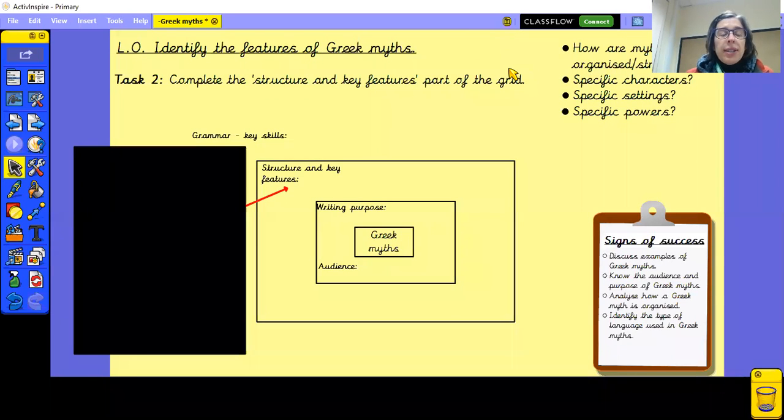Well done, year 5. Now, before I reveal some ideas about the structure and key features, have a look here. Maybe that's going to help you. How are myths organized or structured? Do they have specific characters, specific settings? Are we talking about specific powers? So maybe these ideas are going to help you add some more facts or elements about the structure and key features of Greek myth. So maybe pause again if you're unsure or if you think, oh, I've got something to add. So pause and complete this part.